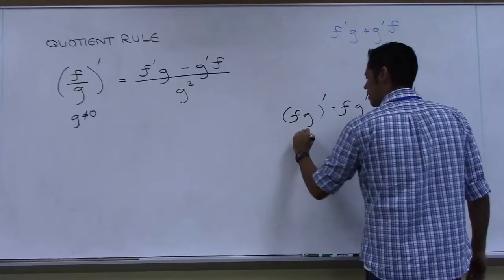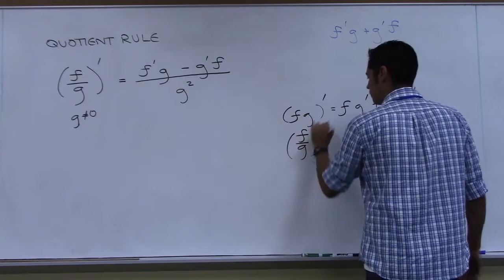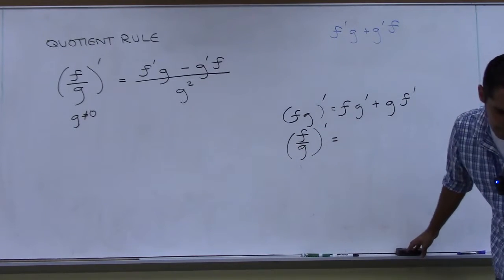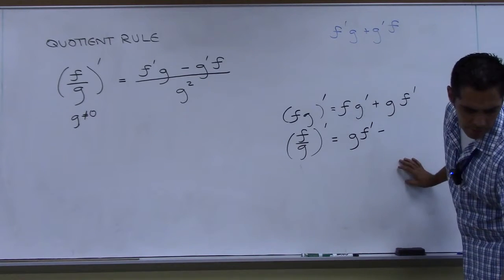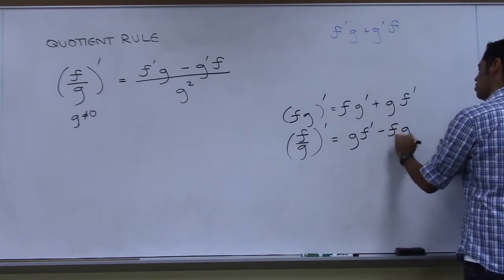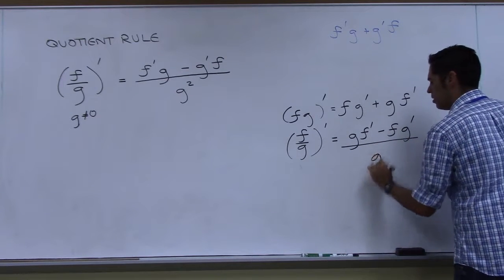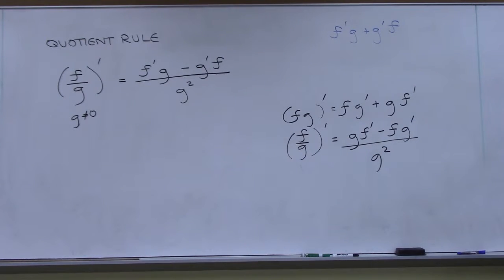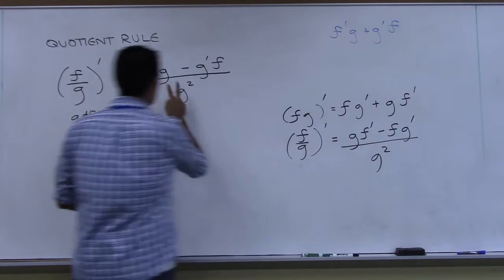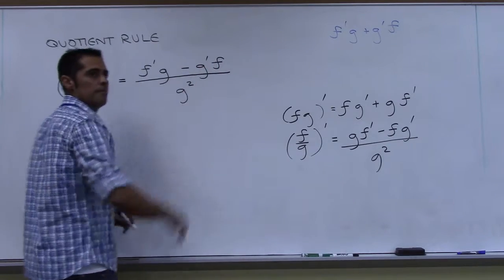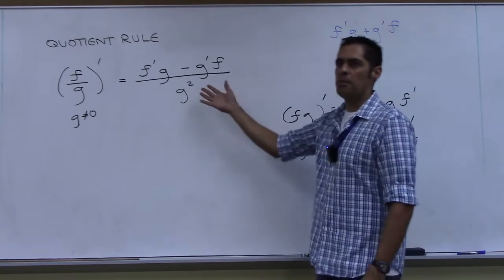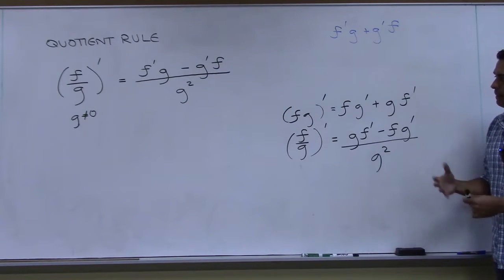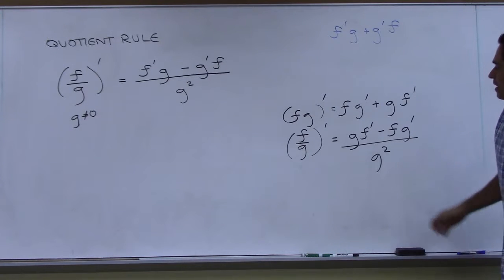The book says that if you take F over G, it's G F prime minus F G prime over G squared. Is this the same as what I have up here? Yeah, they just switch this and switch this, right? So why do I do it this way as opposed to doing the book? Alphabetical order, yes, but there's something else here.